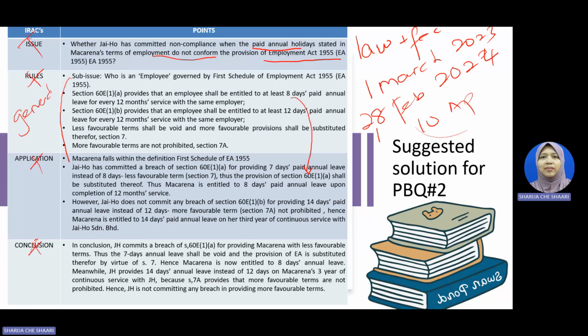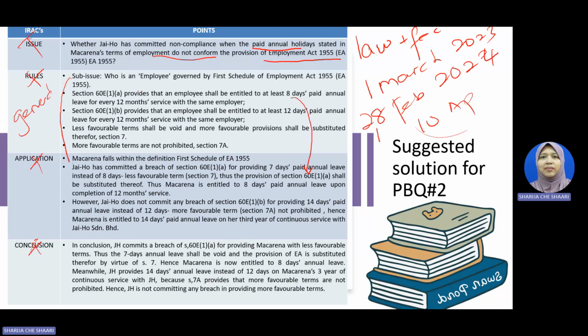So obviously it is against Section 60E(1)(A), because it provides for 8 days. Therefore, this is less favorable. So when it comes to less favorable terms, it shall be void, and the provision in the Employment Act will be substituted thereof. So now you apply: Macarena is entitled to 8 days paid annual leave, not 7. So the company has committed a breach here.